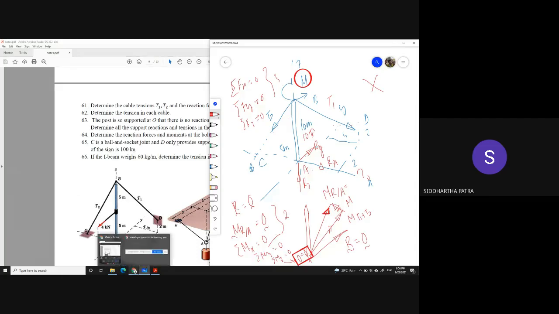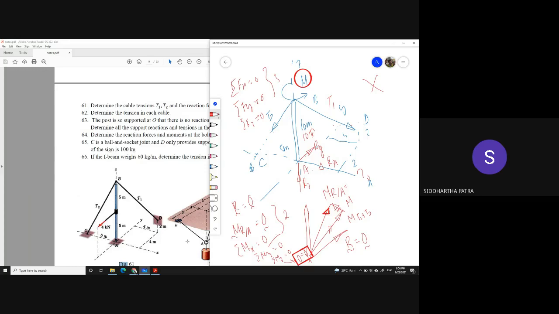So try to solve this problem on your own. The idea is simple: get the equivalent force system about A. First draw the free body diagram, then get the equivalent force system about A, and simply equate the resultant force and the resultant moment to 0, because that's how you get equilibrium. It's simple. So try to do that.